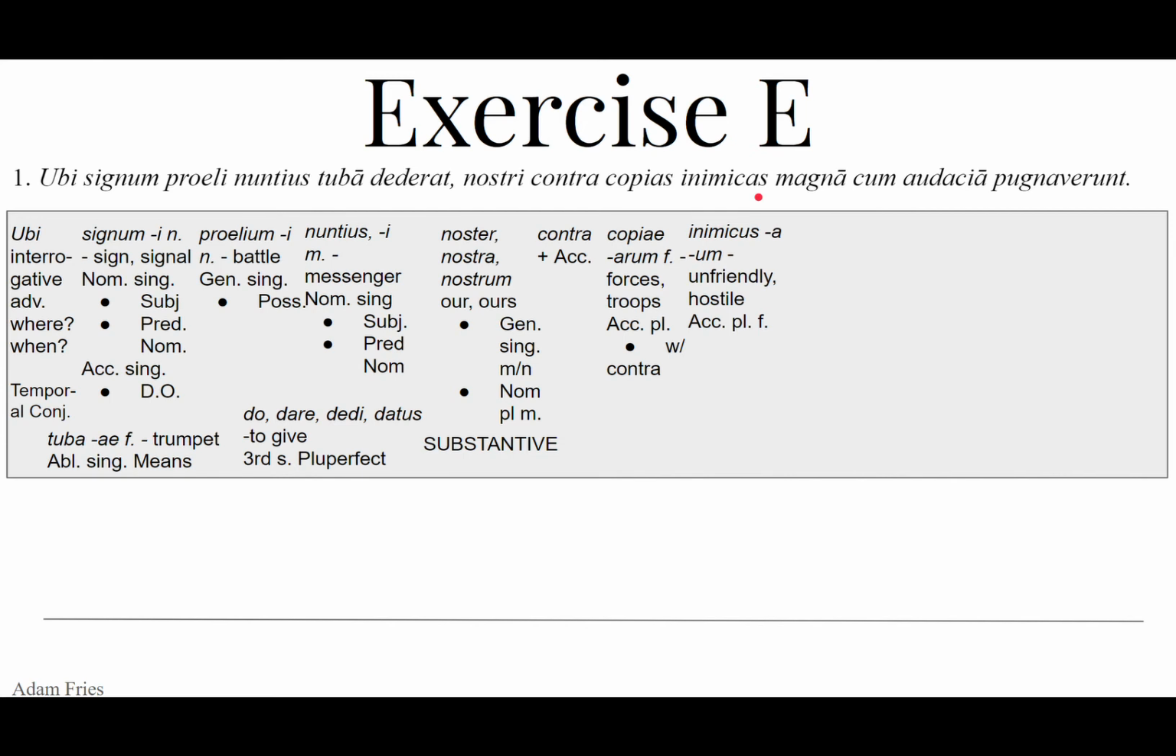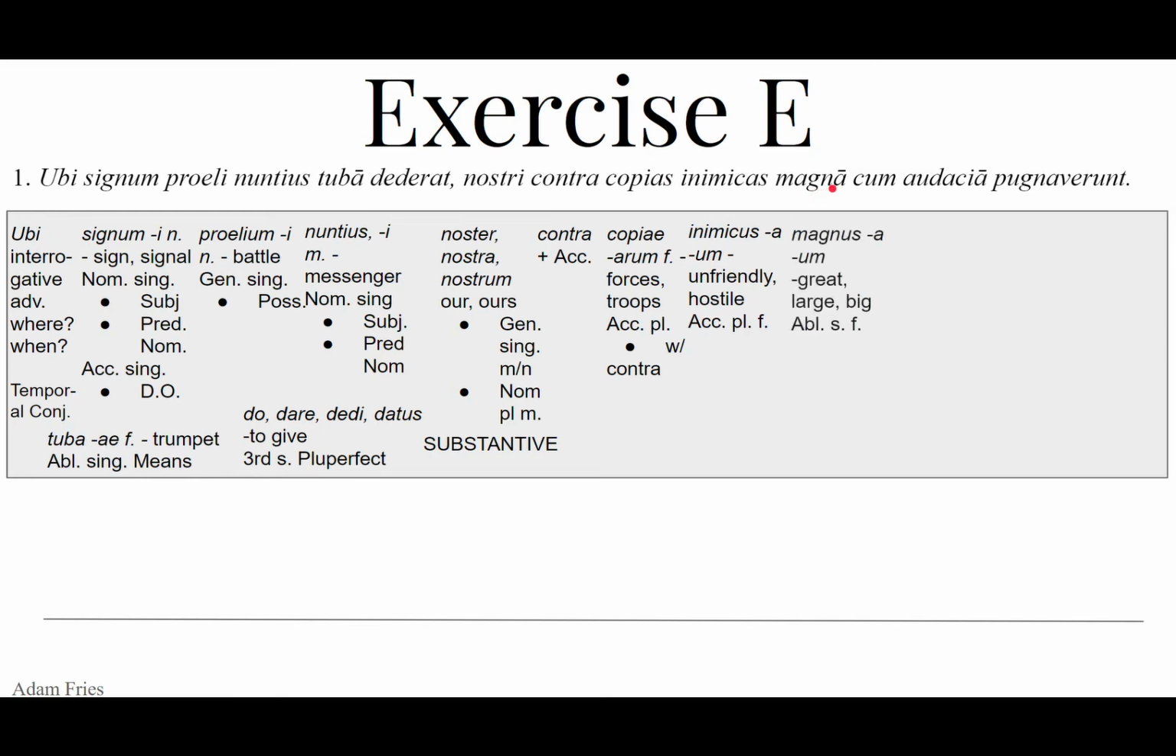Inimicas, what kind of forces are they? They are inimicus, they are unfriendly or hostile. This is an adjective. This form inimicas is accusative, plural, and feminine. It agrees in gender, number, and case with the accusative plural feminine copias, so it modifies it. It describes copias, the forces or troops: against the hostile forces.